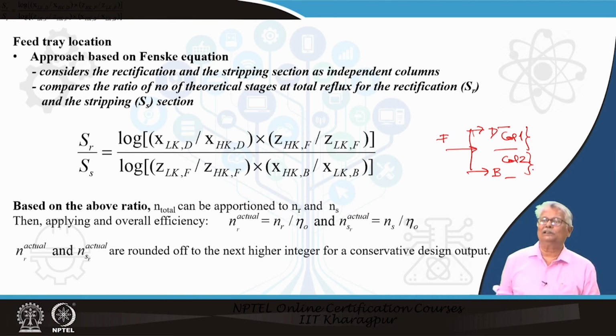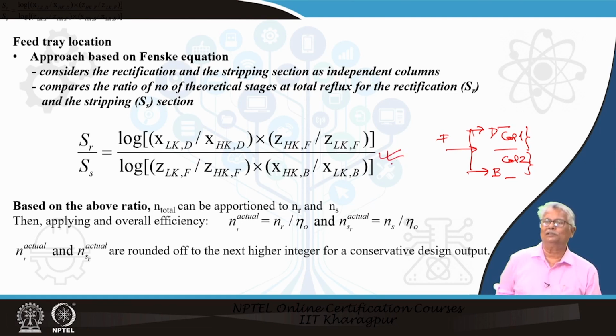That means, for column 1 the top product is D, the feed composition is XF. For column 2 the top product is XF and the bottom product is B. Now, based on this consideration, if we look at the minimum number of theoretical stages required, the ratio of those two in the rectification section, which is column 1, and the stripping section, which is column 2, we have an expression like this.